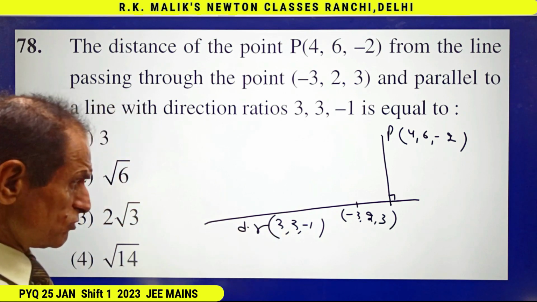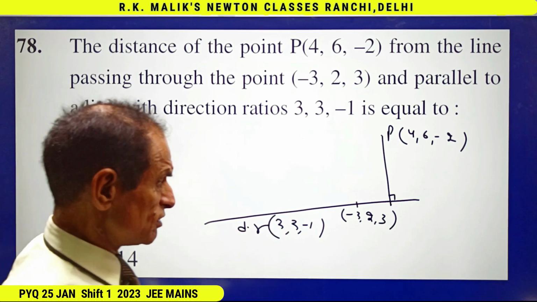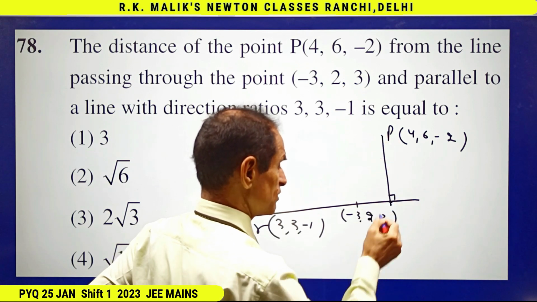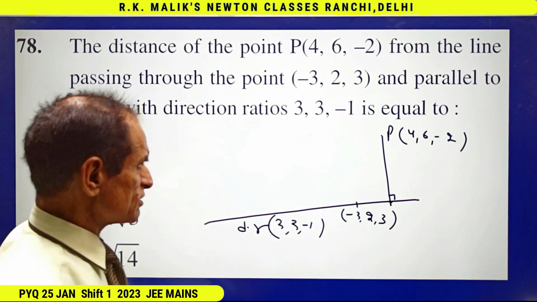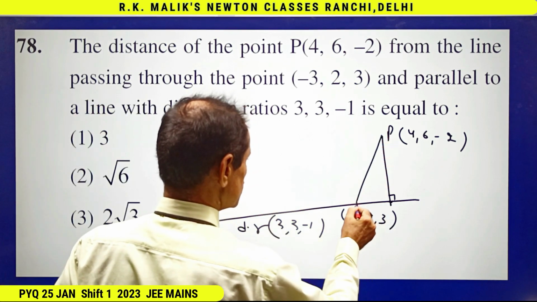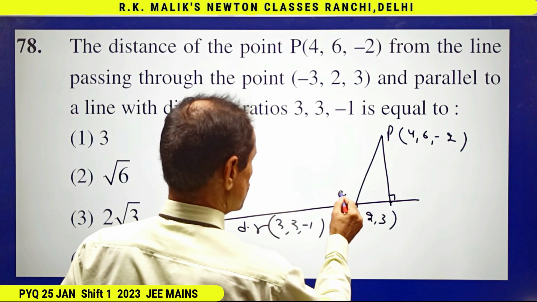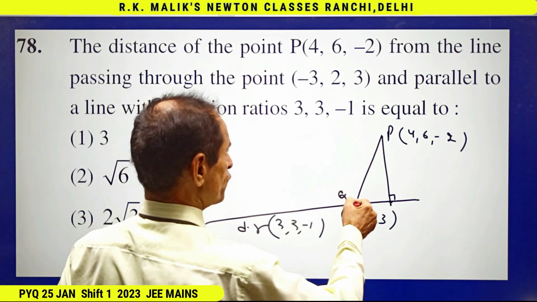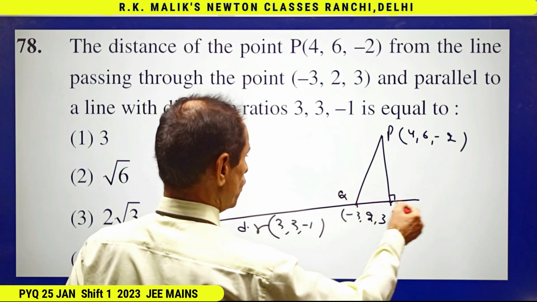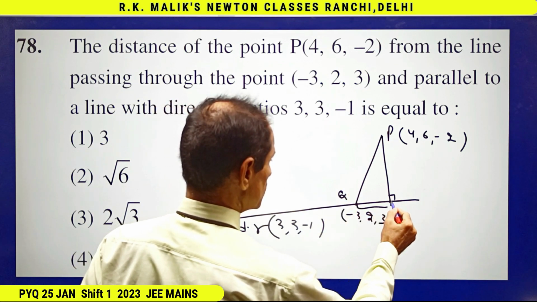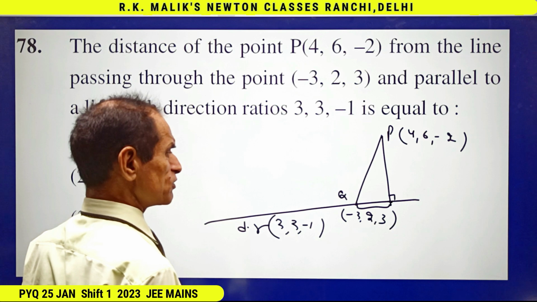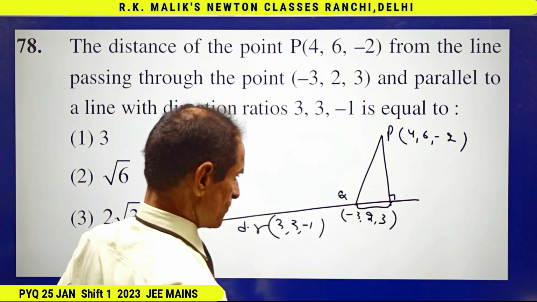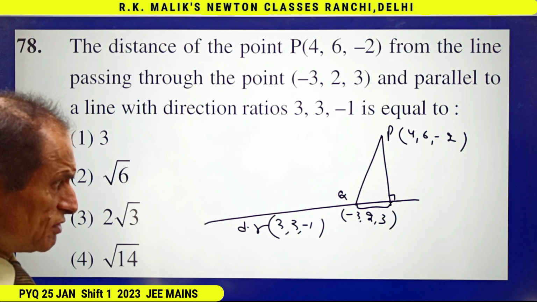These are direction ratios. One way of doing this question is to find this point and then, using the distance formula, find this distance. Or the second way is to find this distance, say this point is Q. Find the distance between P and Q, and after that find the projection of PQ on this line. You will be getting this length, and after using Pythagoras theorem you can get this distance. Let me do this question by both the ways.